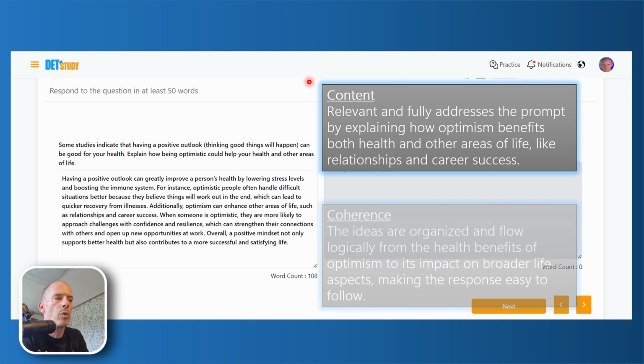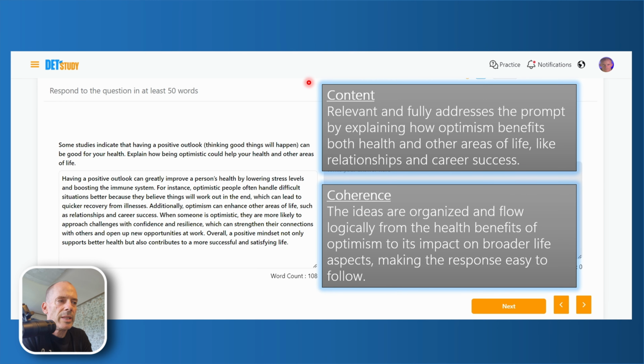Now, how about coherence? Does it make sense? The ideas are organized and flow logically from the health benefits of optimism to its impact on broader life aspects, making the response easy to follow. Easy to follow. We can follow the steps of the answer.